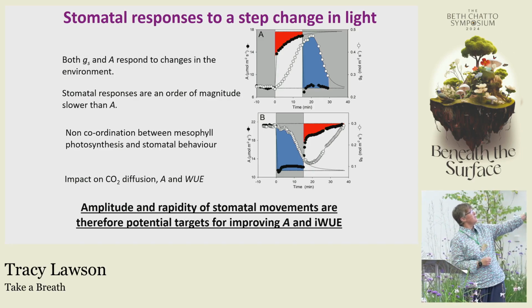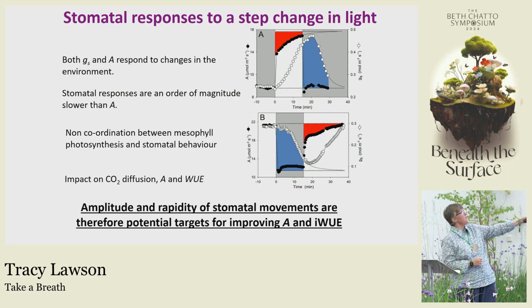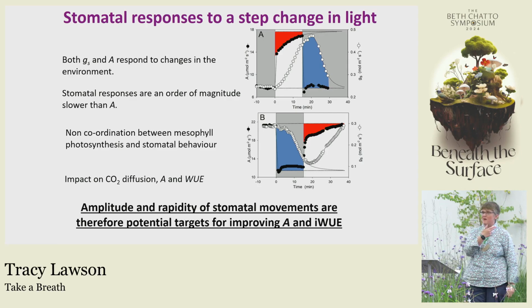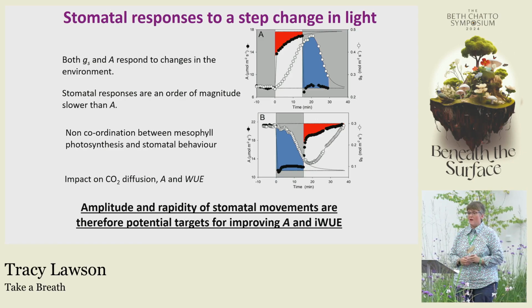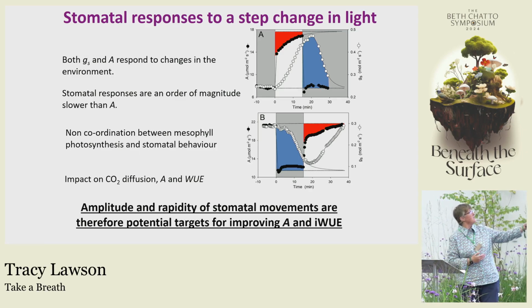On the other side, we can see that when the light goes back down to a low light value, the stomata slowly close, a little bit lazy. This is Vicia faba, lazy stomata. They slowly close, and this area underneath, in blue, represents water lost for no carbon gain. So if we're thinking about trying to balance carbon gain for water loss, these lazy, slow stomata are losing water but not gaining any carbon.